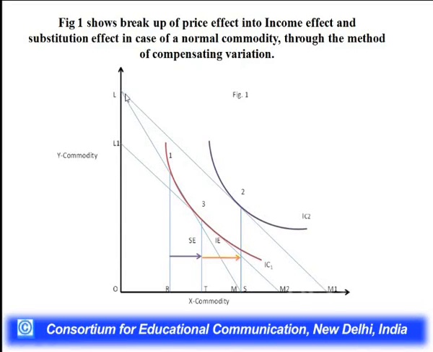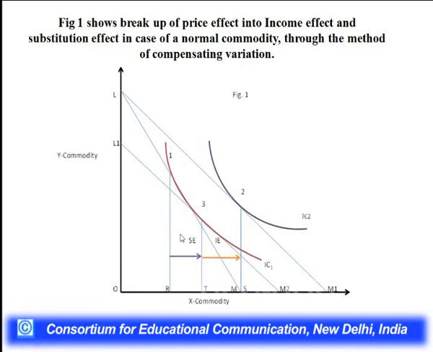You can see in this diagram that LM is the first price line. We have taken X commodity on X axis and Y commodity on Y axis. When the price line is LM, consumer is on IC1 and equilibrium is at 1, where he is buying OR of the commodity X. Now the price of the commodity X falls and the line LM shifts to LM1, and now the consumer reaches on a higher indifference curve IC2, where the new price line LM1 is tangent to IC2 at equilibrium 2. So we have reached from 1 to 2, and consumer was buying OR of the commodity, now he is buying OS of the commodity. So RS is the price effect.